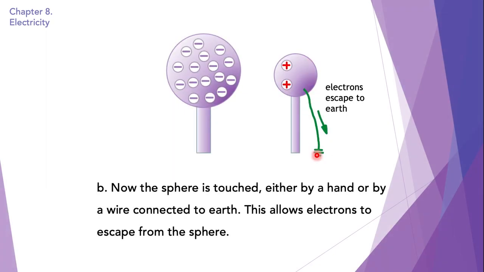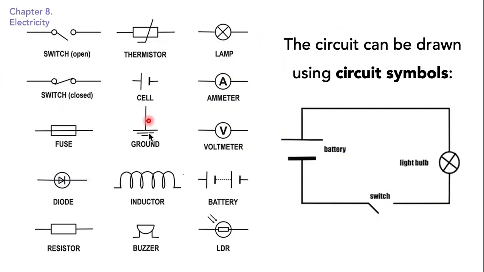This sphere was connected to the ground, so we use the symbol to represent connections to the ground. So these are the different circuit symbols. Now we're going to see how we can measure current. As I said, we have different devices like the ammeter and the voltmeter to measure current. We're going to see how we do this.